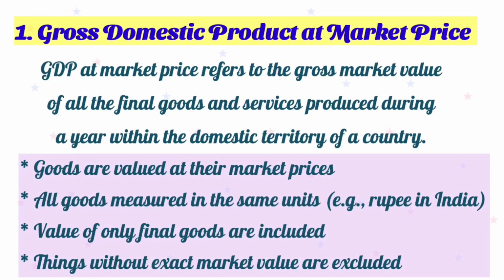The first national income aggregate is the gross domestic product at market price. GDP at market price refers to the gross market value of all final goods and services produced during a year within the domestic territory of a country. Points to remember. Goods are valued at their market prices. All goods are measured in the same unit, for example, rupee in India. Value of only final goods is included. Things without exact market value are excluded from the calculation of GDP.